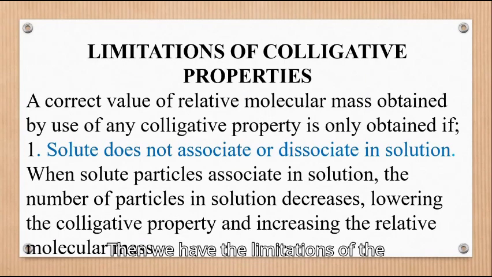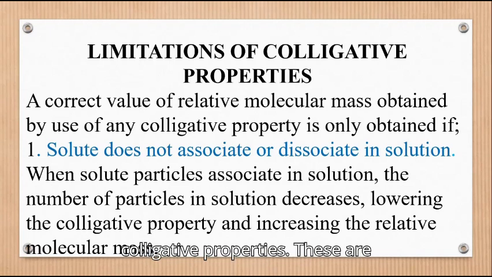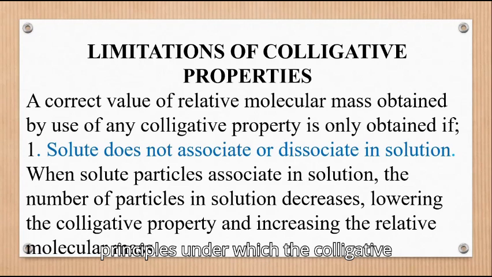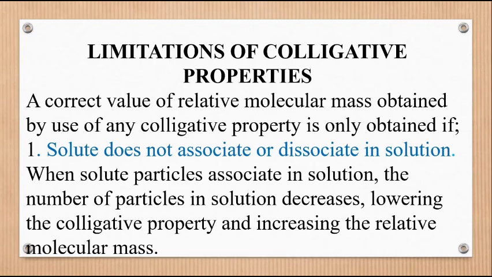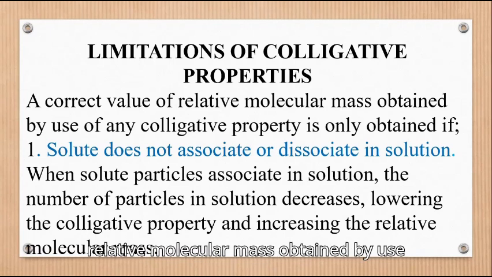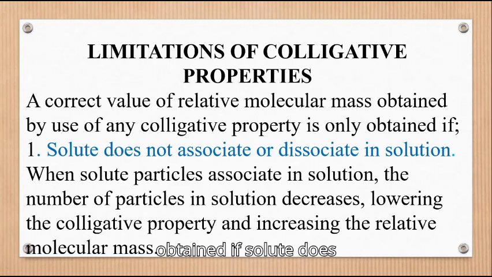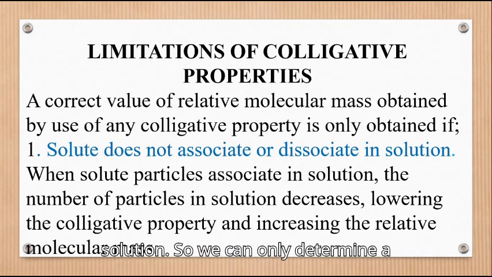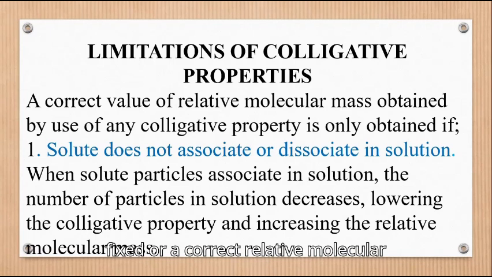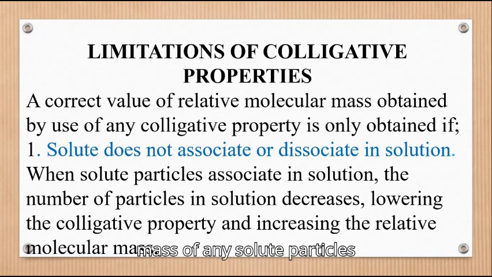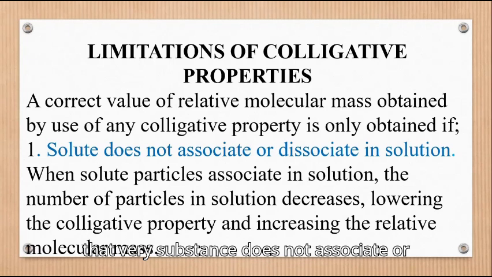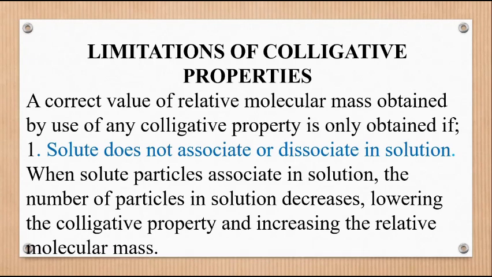Then we have the limitations of the colligative properties. These are principles under which the colligative properties may hold. Then we said that a correct value of relative molecular mass obtained by use of any colligative property is only obtained if the solute does not associate or dissociate in solution. So we can only determine a correct relative molecular mass of any solute using the colligative property when the substance does not associate or dissociate in solution.